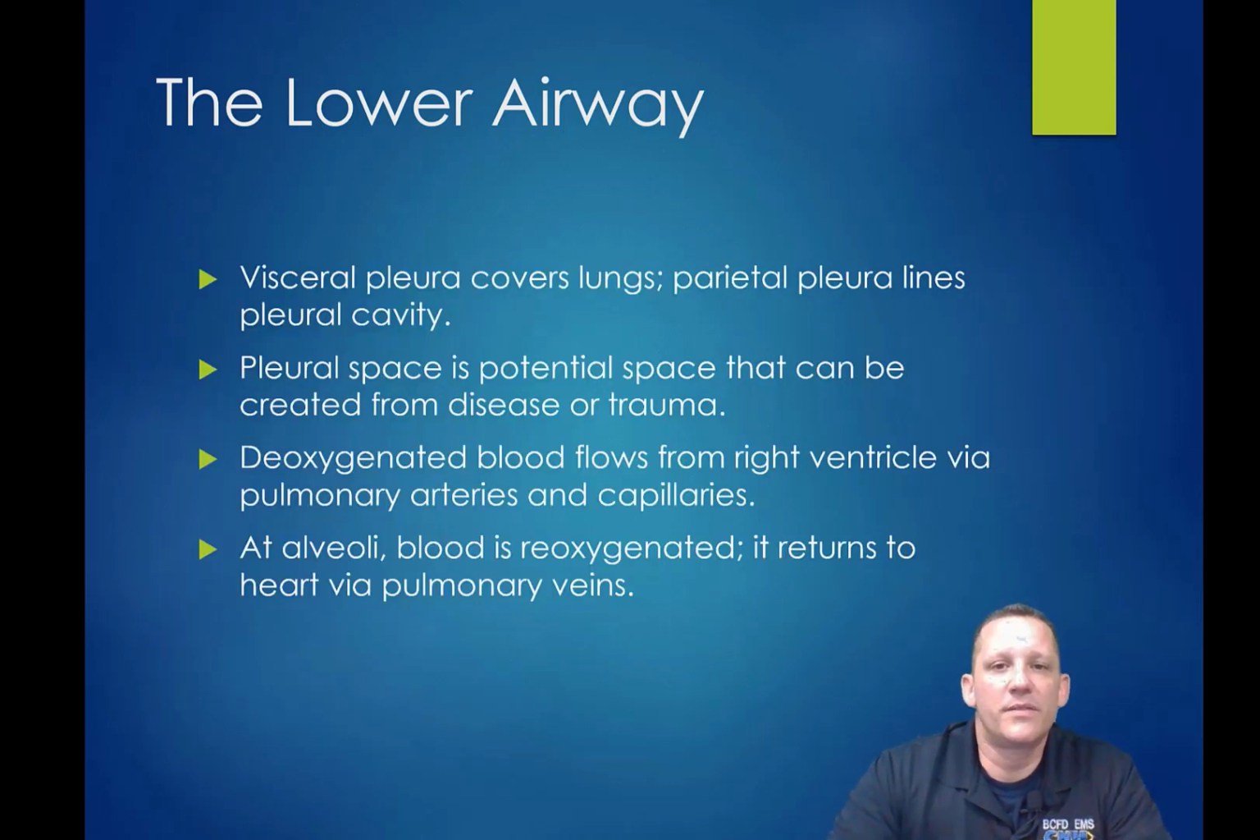The visceral pleura covers the lungs, and the parietal pleura lines the pleural cavity, which is what the lungs sit in. And the best way to kind of describe this is kind of like maybe like 2 layers of saran wrap.